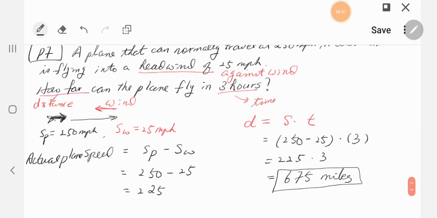Okay, what's important is the actual speed. If you're going against the wind, then subtract. If we are going with the wind or going with the sidewalk, then it is the sum of the two speeds. Okay, we are done.